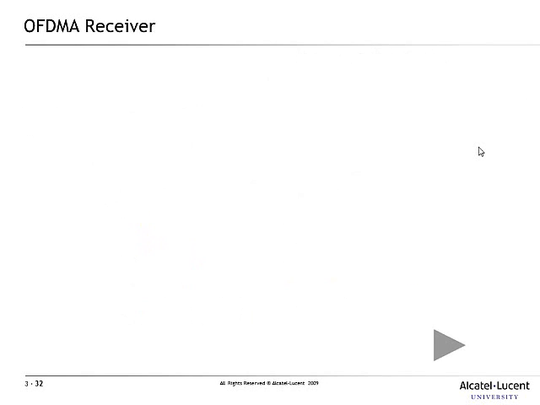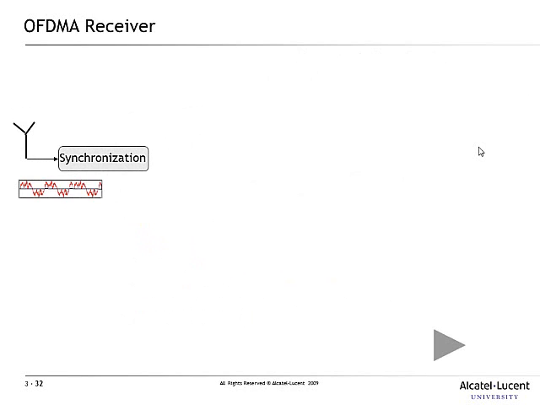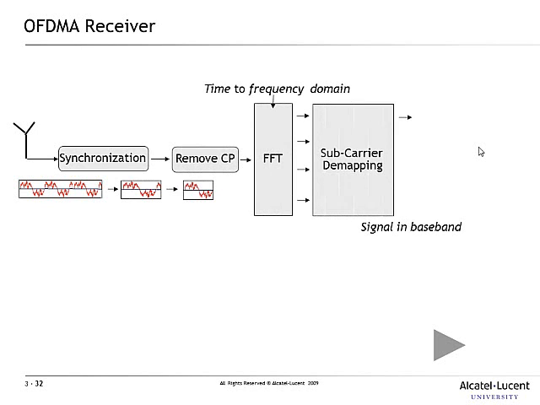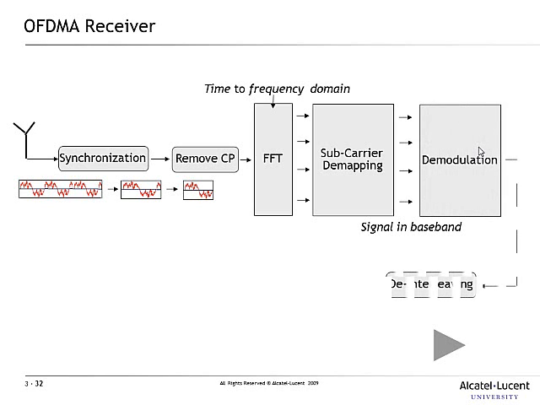Okay. Now the reverse has to take place at the receiver. So at the receiver we receive a signal. So the first thing is we've got to synchronize both in terms of time and frequency, and then we remove the cyclic prefix that we added at the transmitter, and we then do an FFT on that signal, and then we do the subcarrier demapping, which is what was done in the transmitter, and then we demodulate the signal, and then do exactly the opposite.